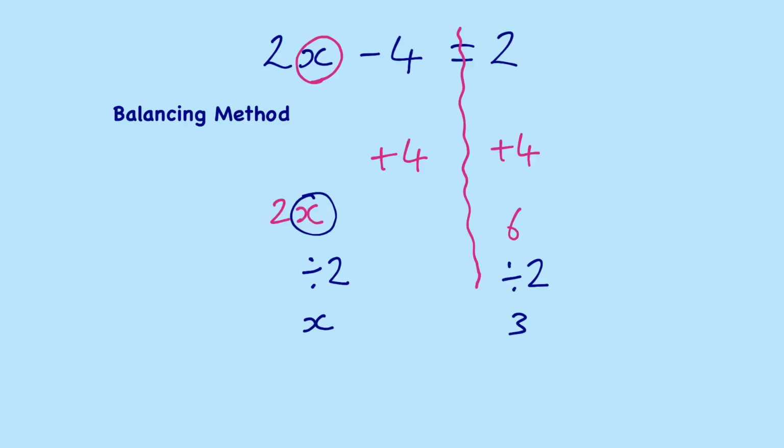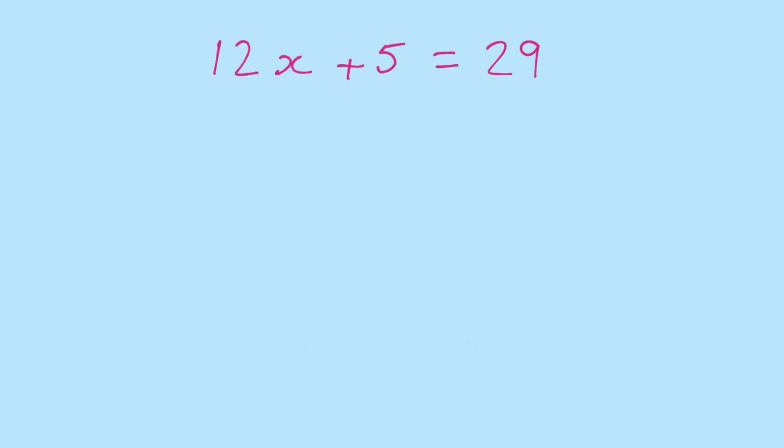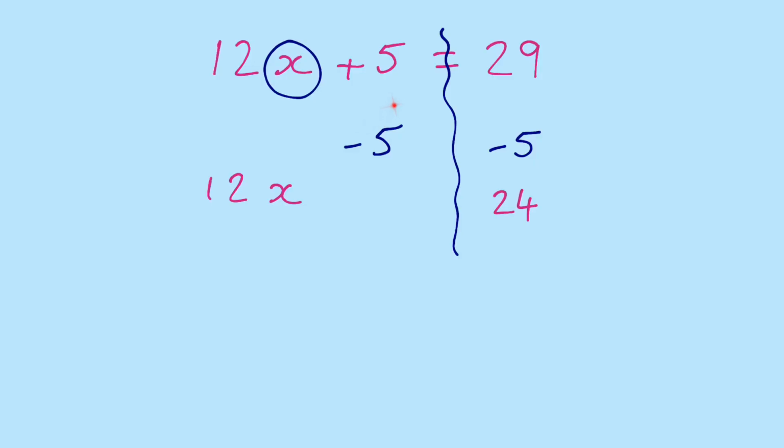Let's put the equal sign back in. Therefore, x equals 3. Let's have a look at another example. So don't forget, we're trying to get the x by itself, so I'm going to use the balancing method. The first thing I'm going to do is subtract 5 from the left hand side and from the right hand side. So -5 from +5 will leave me with nothing, and 29 minus 5 is 24. So I have my 12x, which is still on the left hand side, equals 24.